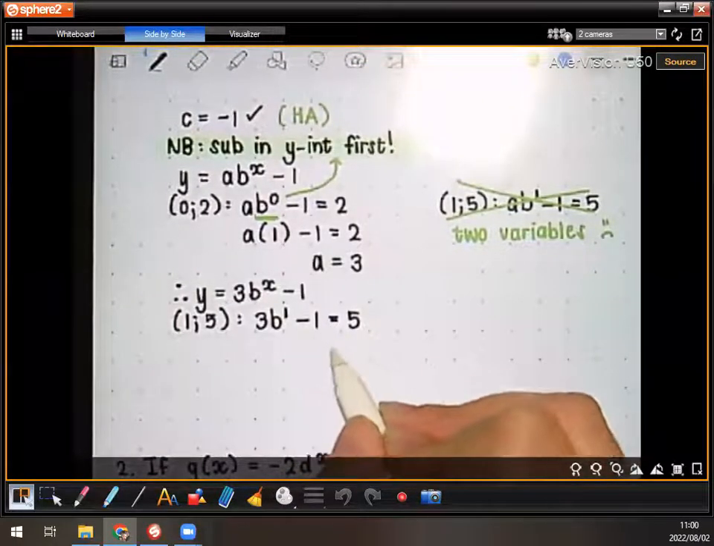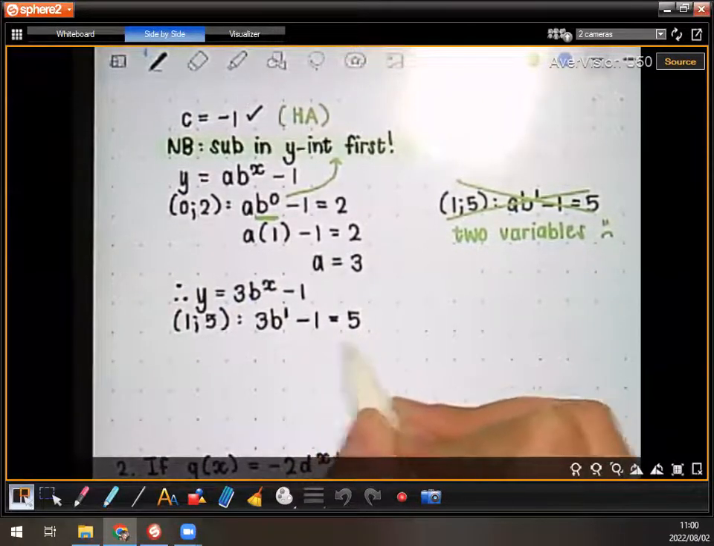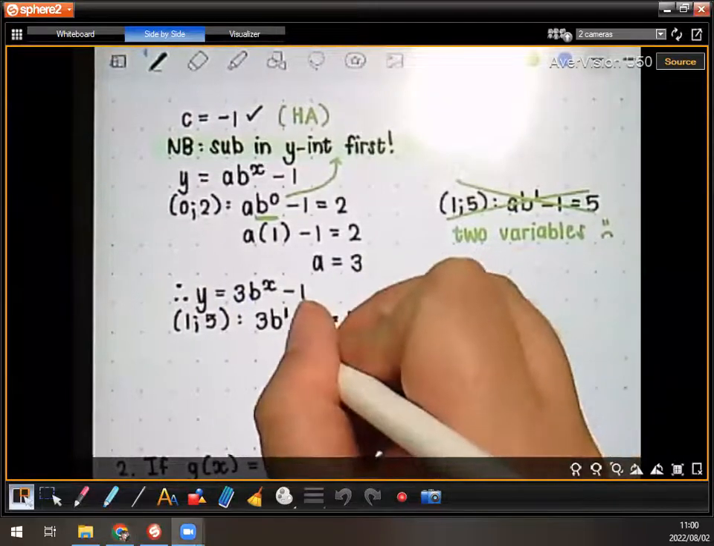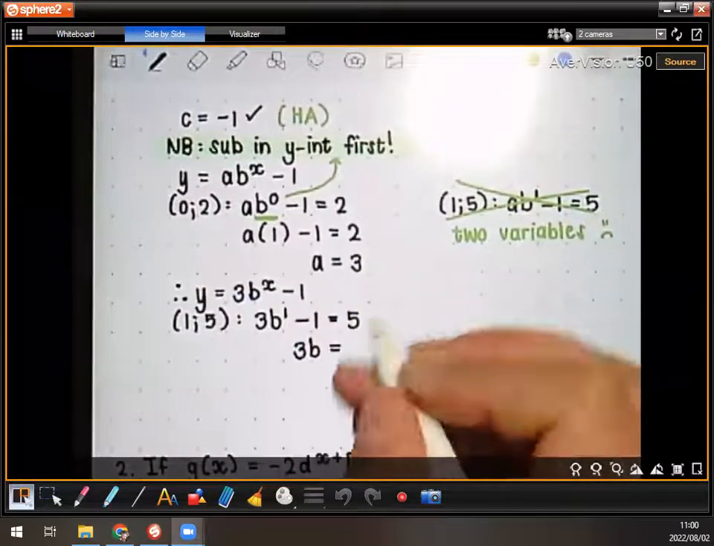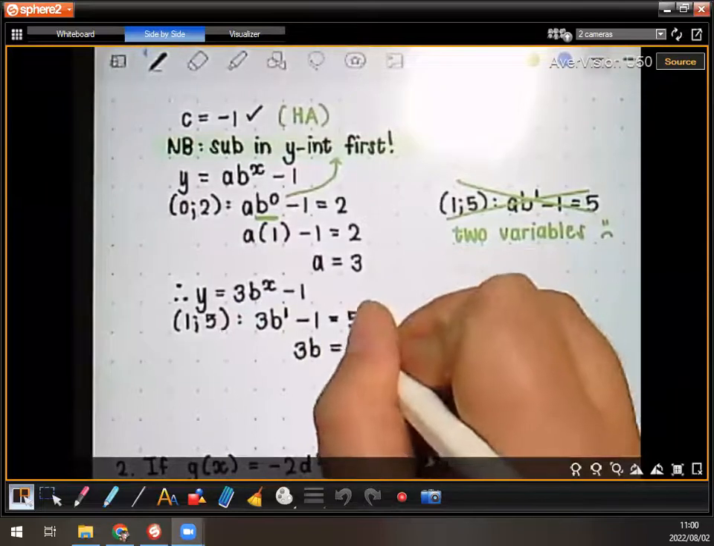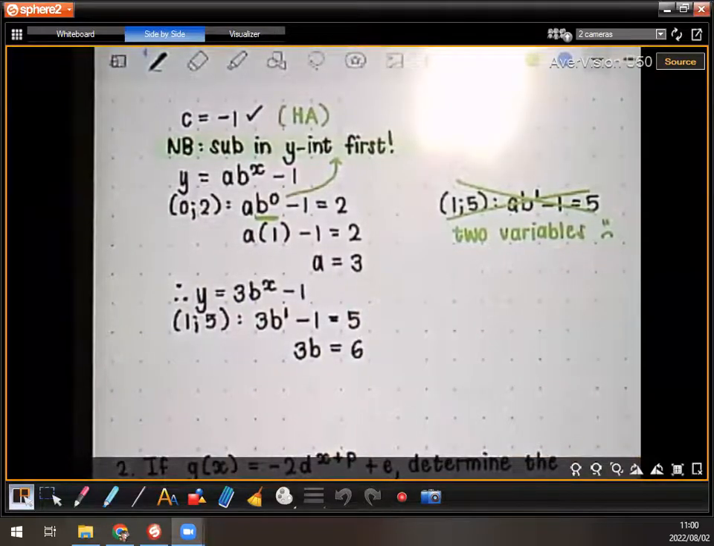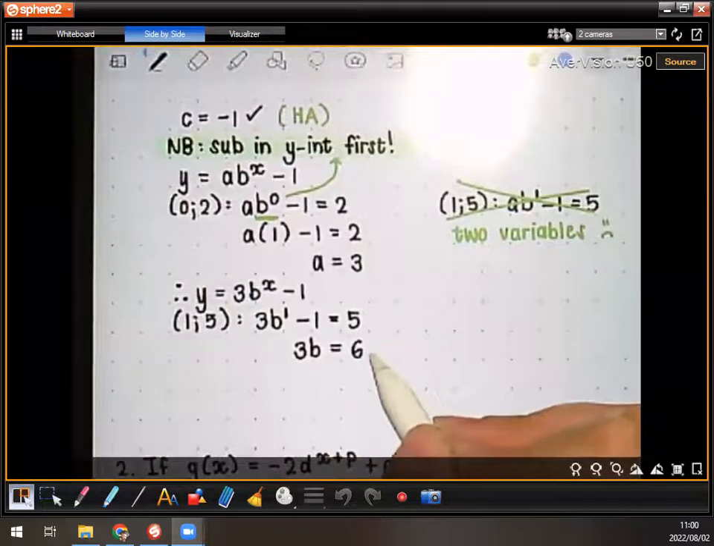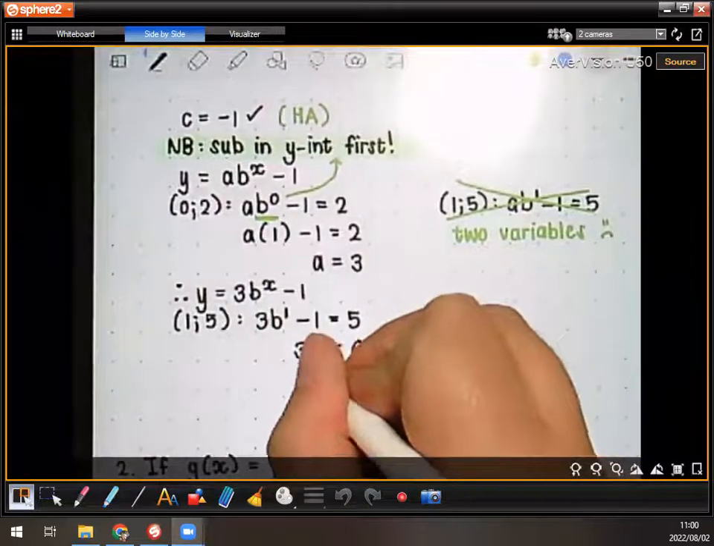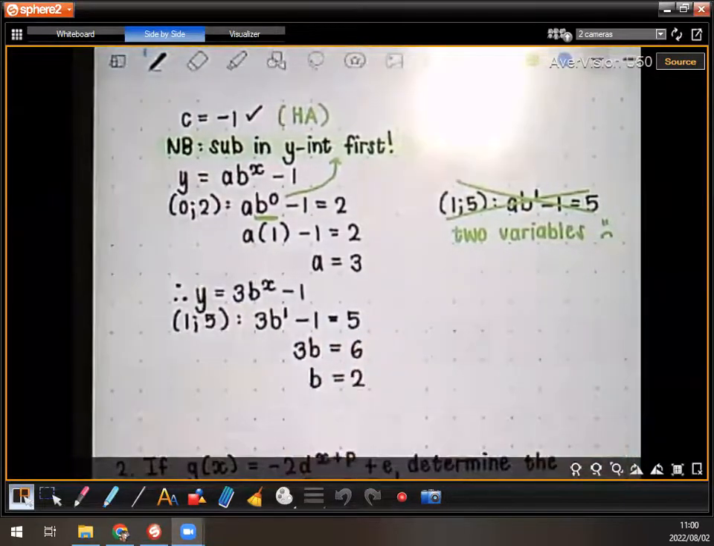The negative 1 must move to the other side. It's going to become plus 1. So we're going to have 3b equal to 5 plus 1. Yes, good, which is 6. And now we must divide by 3. And 6 divided by 3 is just 3. There we have our answer.